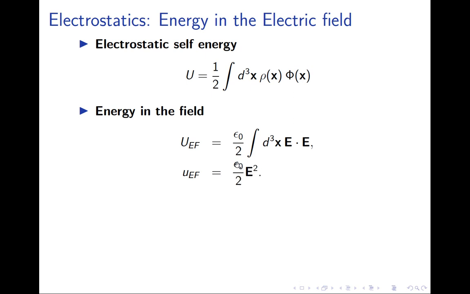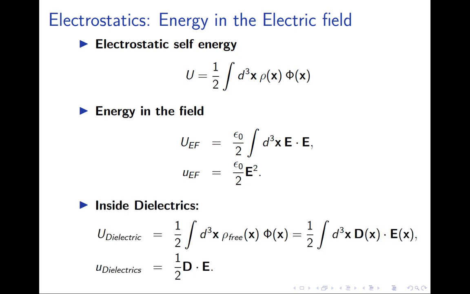Again, the epsilon naught we have to carry around every time because you're using ridiculous units. For Gaussian units, you can replace the epsilon naught by 1 over 4 pi, so it will be 1 over 8 pi times E squared. Okay, so the little u means energy density, big U means total energy, okay? So the electric field per unit volume contains this amount of energy. So it's a physical object.